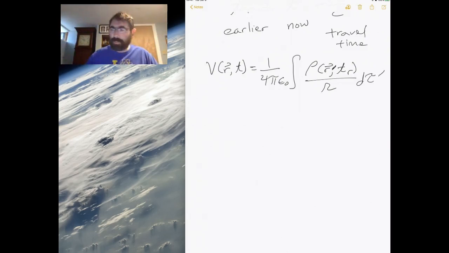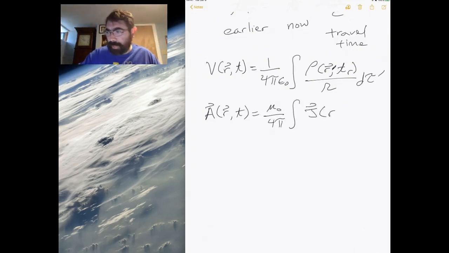So we could do the same thing with the magnetic potential. Measure the magnetic potential at a point r at a time t right now, and that's equal to mu 0 over 4 pi integrating over the current measured at some position r prime at some earlier time t sub r, divided by the distance between those two things, the current and the observation, integrating over volume tau prime.